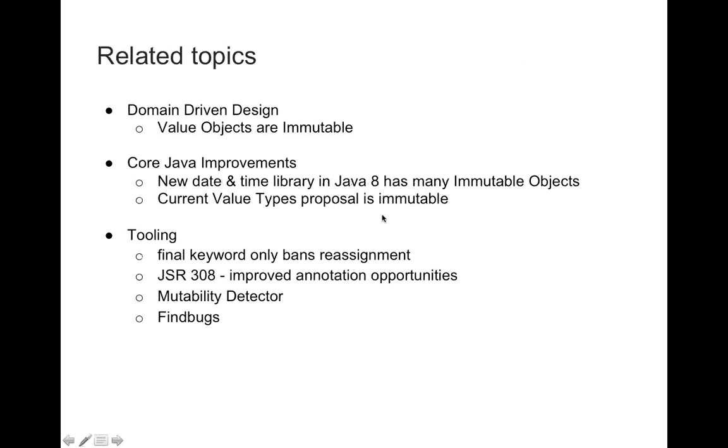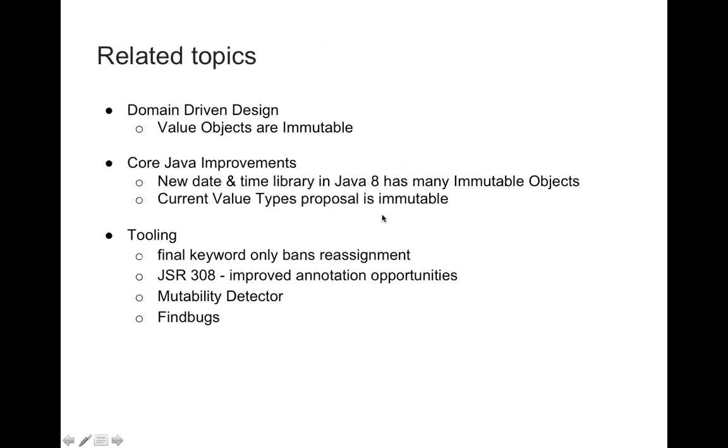So there are a lot of related topics to immutability. It's worth mentioning that it's not a new way of doing things. Several classes in the Java API, such as String, are immutable. Integer is also immutable, and so on. And the Java 8 API, specifically the new date and time library, has been designed around this idea.